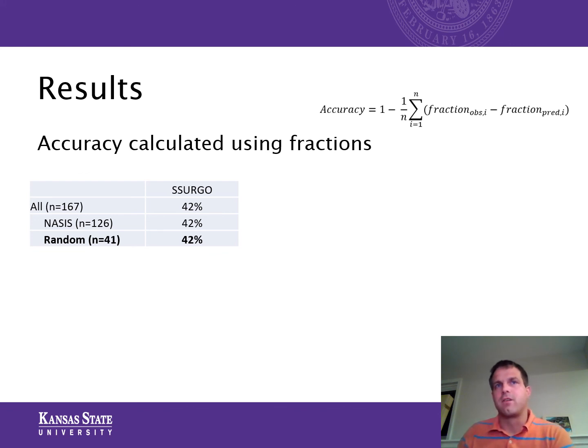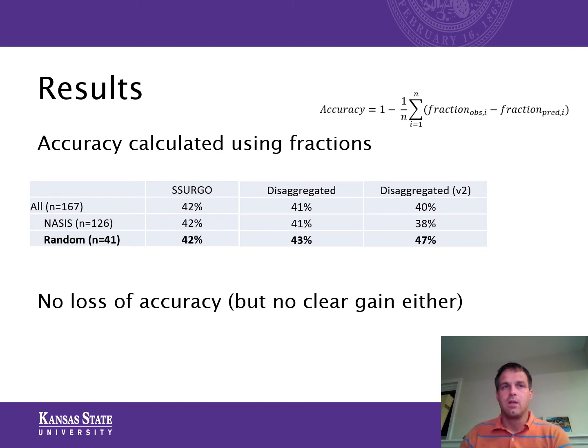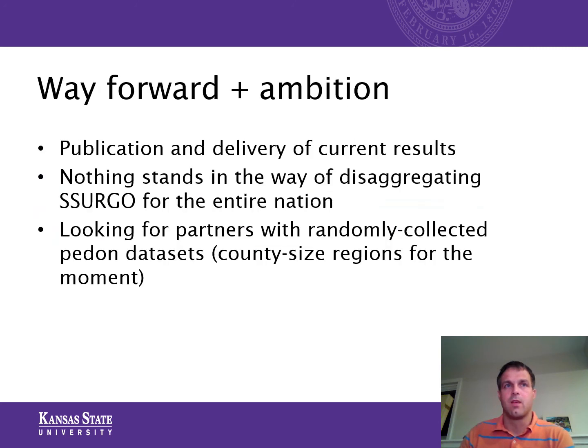We average all of those scores out over all the points we have available, and then SSURGO for Mason County, Michigan scores 42% accuracy. The disaggregated map that we make is basically the same. We are not sacrificing any accuracy while at the same time providing this much finer resolution. So that makes us really happy. We have 2 versions that we're currently playing with a little bit. This version 2 makes me a bit more excited. It's actually an improvement in accuracy, seemingly, for the randomly distributed points that we trust best. So no loss of accuracy, I think is fair to say, but also not clear gain for the moment.